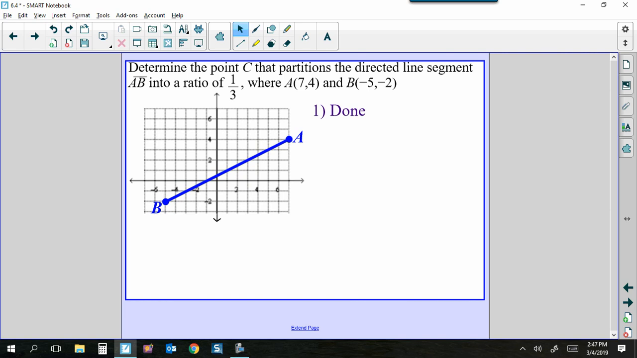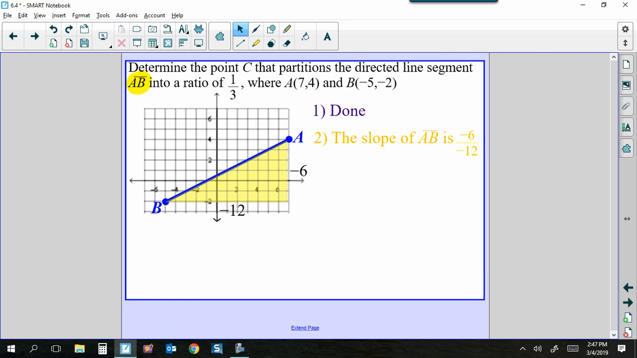Okay, so the next thing you should have done is calculated your slope. Hopefully you caught the name of your line segment is AB. So hopefully you went from A to B. You didn't go B to A. Hopefully you caught that. You should have gotten a slope of down 6, left 12. Remember, I said do not reduce, so hopefully you left this as negative 6 over negative 12.